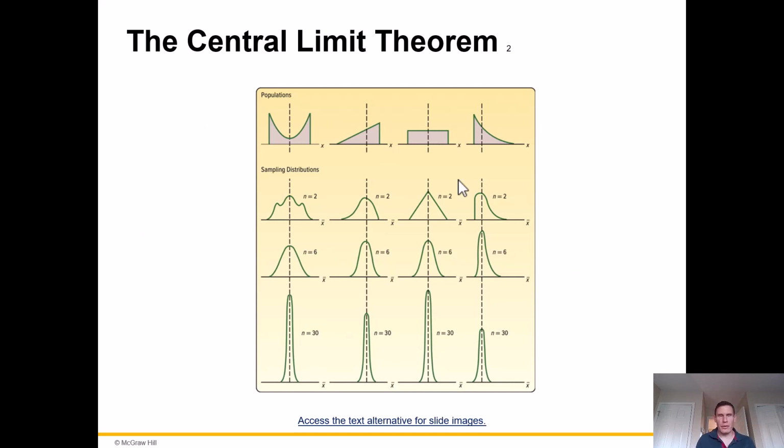By way of example, you can see the populations are up here. And you can see n equals 2. It kind of looks like a normal distribution. If we increase it threefold to n equals 6, you can see it's now looking a little bit more normal. And then once we hit n equals 30, you notice how everything is more clustered around the mean.